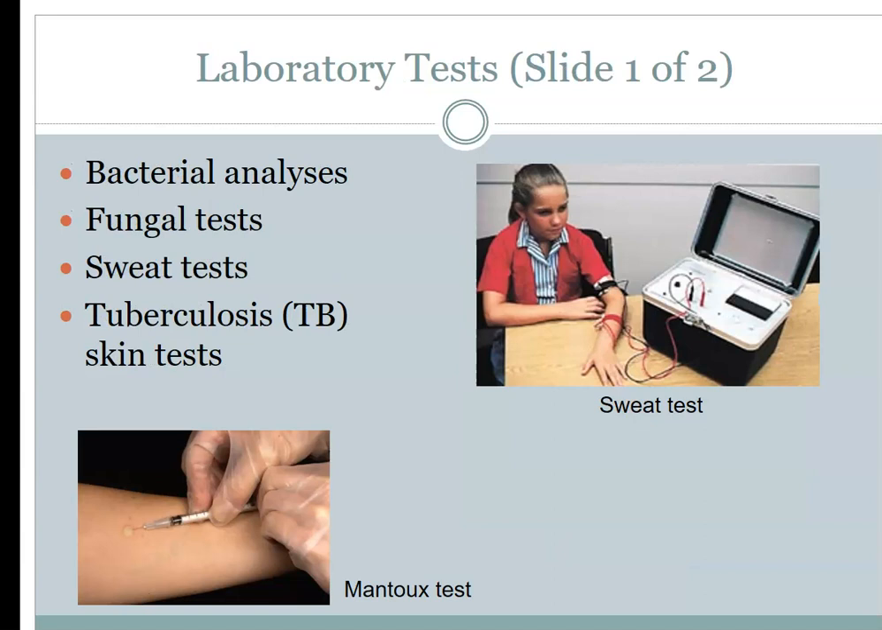Laboratory tests. Bacterial analyses are cultures and serologic exams of fluid removed from lesions to determine the type of bacteria. Fungal tests are scrapings of lesions such as tinea to determine the type of fungus. A sweat test is done to test for abnormally high levels of sodium and chloride that are characteristic of cystic fibrosis. An intradermal test for tuberculosis is the Mantoux test. It uses purified protein derivative, also known as the PPD, to test for active or dormant tuberculosis.